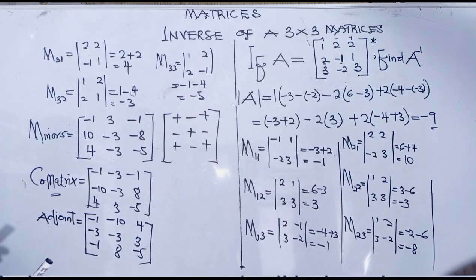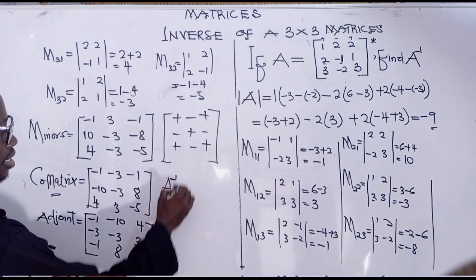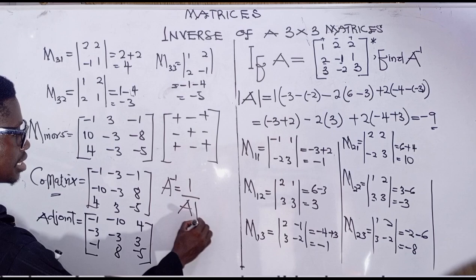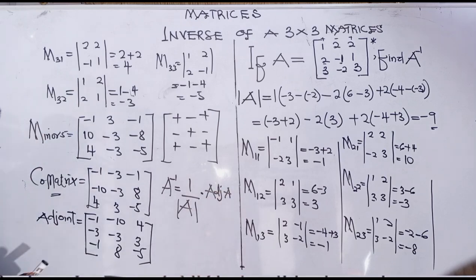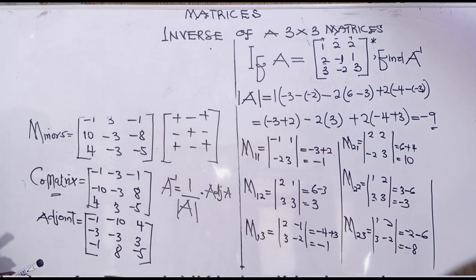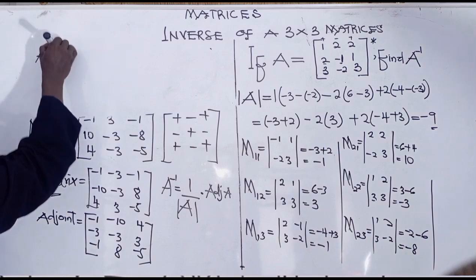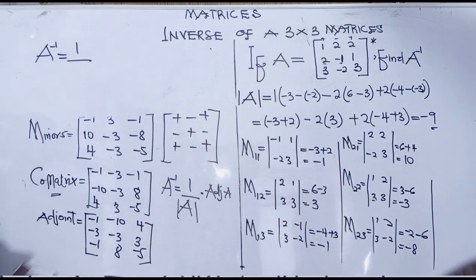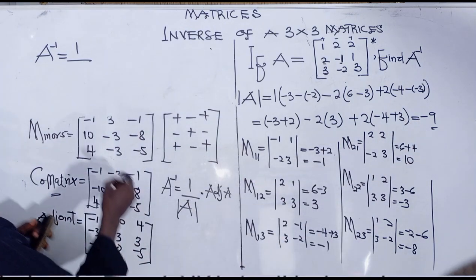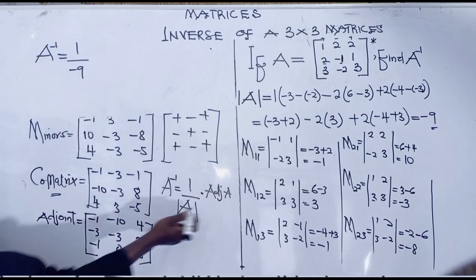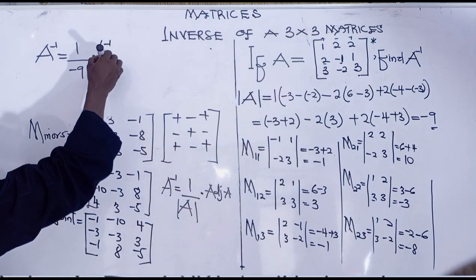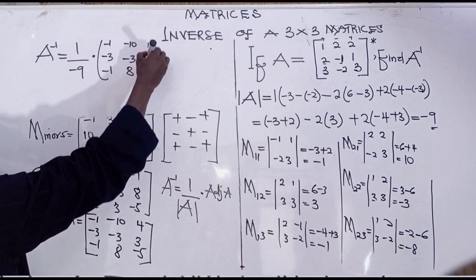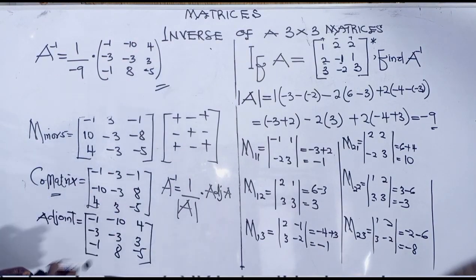The last step that we are going to look at is what? To use the formula A inverse is equal to 1 all over the determinant multiplied by the adjoint of matrix A. So we are just going to substitute all what we have done into this formula. So we have the inverse of A is equal to 1 all over the determinant, we had minus 9, multiplied by the adjoint. So the adjoint, we had minus 1, and then we have negative 3. So this is the inverse of matrix A.